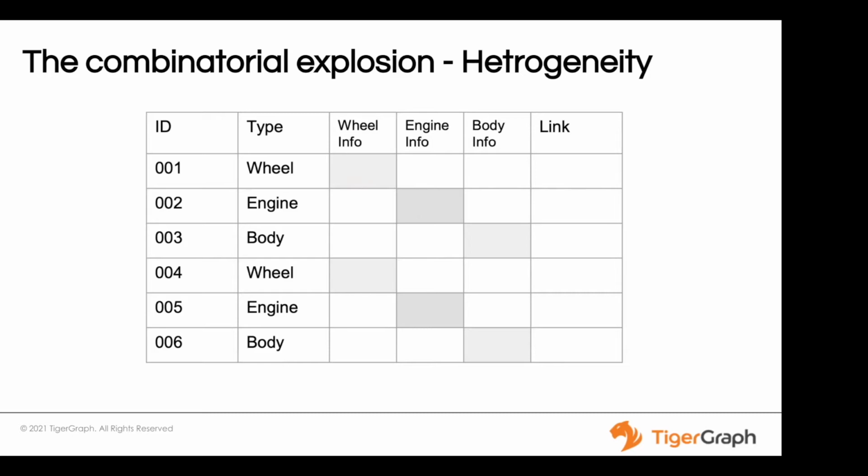So that's really where Graph can come in to help out. Instead of having to have this one big table with everything in it, we're able to create these different vertex types within the graph that contain the specific information just relevant to that vertex type. So our engine vertex type only needs to contain info about the engine. Our wheel vertex type only needs to contain info about the wheel.